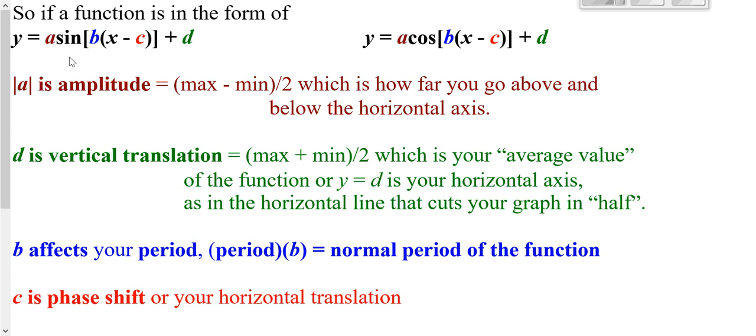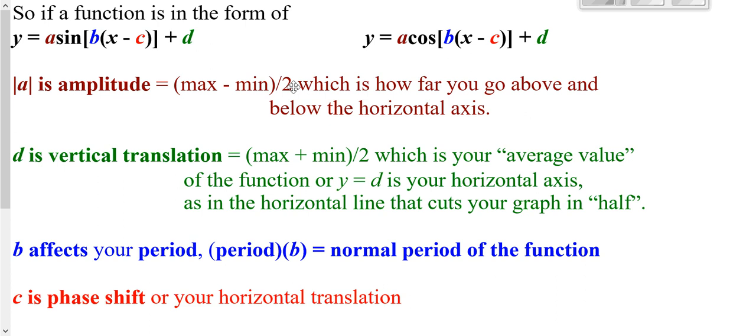So when you're in this form here, or in this form here, the only difference is sine versus cosine. A is your amplitude, and remember amplitude's always positive. If you're looking at your graph trying to work backwards, it's the max minus the min divided by 2. It's how far above and below the horizontal axis it cuts your graph in half. Not necessarily always the x-axis, because if you're moved up and down, it would be the horizontal axis that cuts your graph in half.